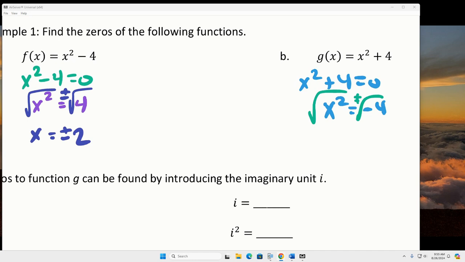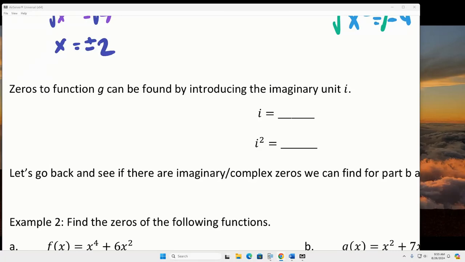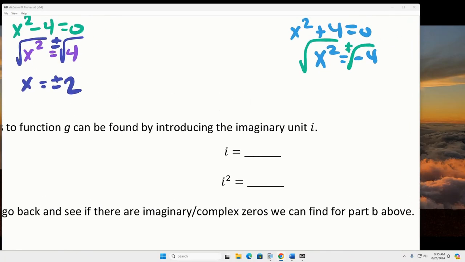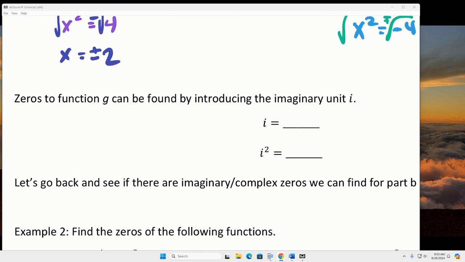Do you know the number? You know about i? Who taught you about it? I did it online. Oh, okay. All right. So there is somebody a long time ago, and I should have looked it up to see who it was, who didn't like that there weren't zeros to functions like that. So what they did is they created or developed this imaginary unit that's called i. And i is always equal to the square root of -1.